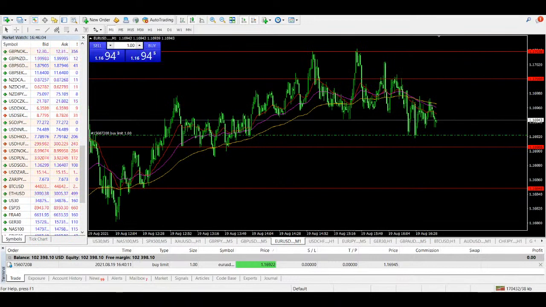Why put a buy limit there? Because if I enter the market, then I am going to be chasing the market, and I don't want to chase it because you guys got cranky at me for chasing it before.